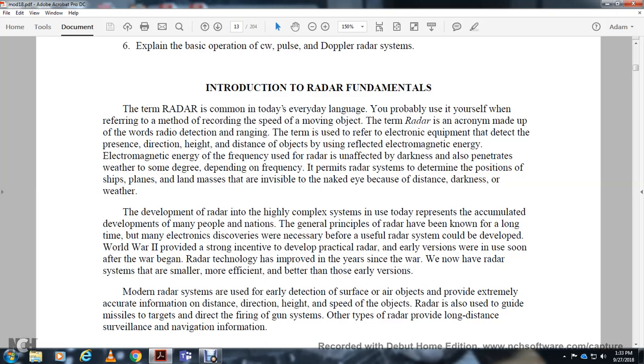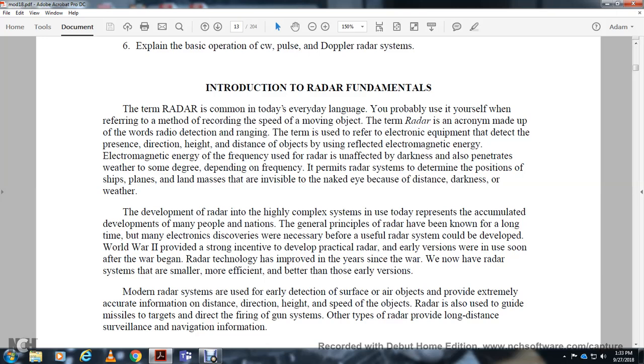Radar is a highly complex system that today represents the accumulated developments of many people and nations. The general principles of radar have been known for a long time, but many electronic discoveries were necessary before a complete radar system could be developed. World War II provided a strong incentive to develop practical radar, and early versions were produced soon after the war began. Radar technology has improved in the years since the war, and we now have radar systems that are smaller, more efficient, and better than those earlier versions.